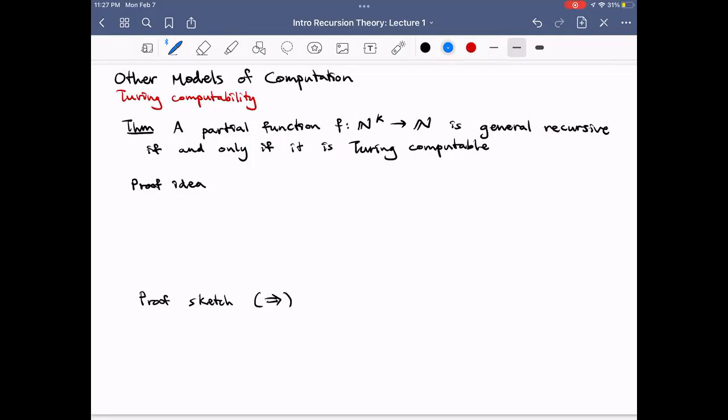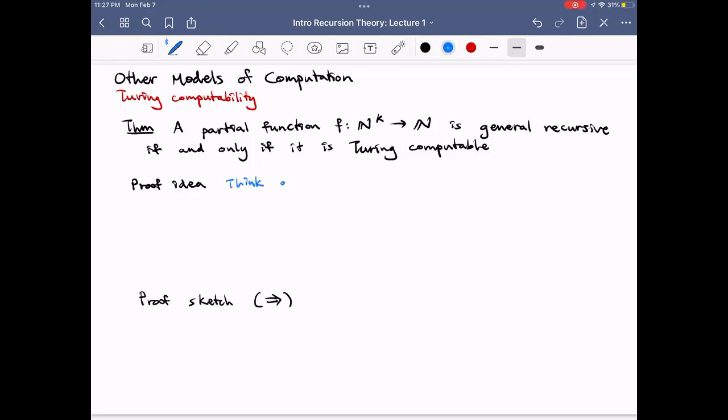So the basic idea of the proof is you can think of all these models of computation, including both general recursive functions and Turing machines and so on, as kind of like weird programming languages. And what you need to do to prove that they're equivalent is become a good enough programmer in each programming language that you can write a compiler for the other programming language. So let me write some of that down.